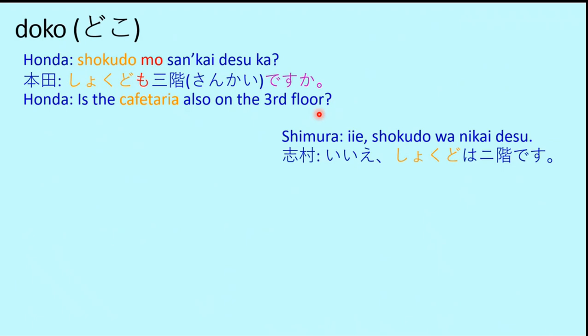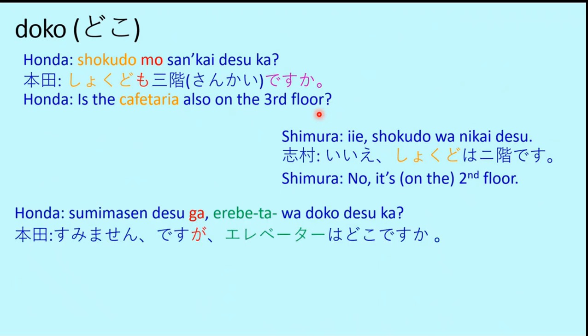Shimura-san says, Iie. Iie means no. Shokudo wa nikai desu means the cafeteria is on the second floor. Nikai, sankai, yonkai. These are the numerals. So nikai means second floor.